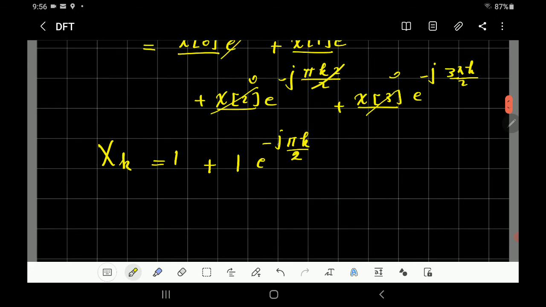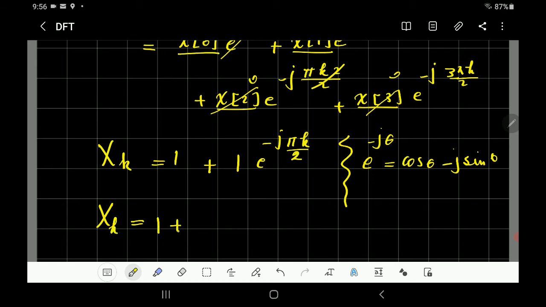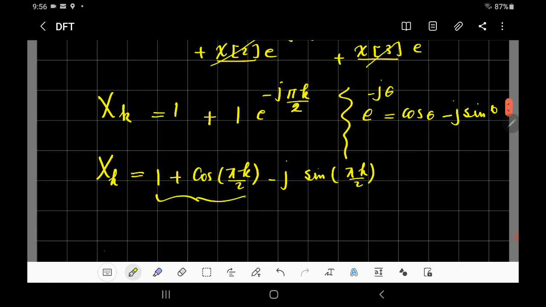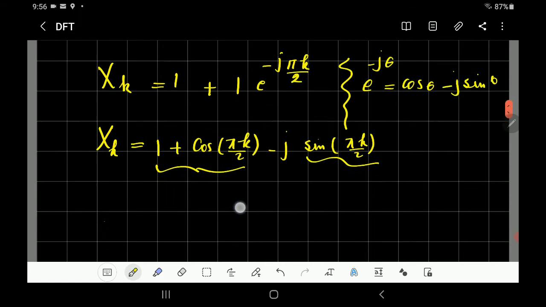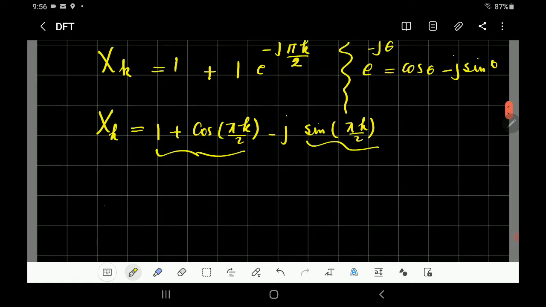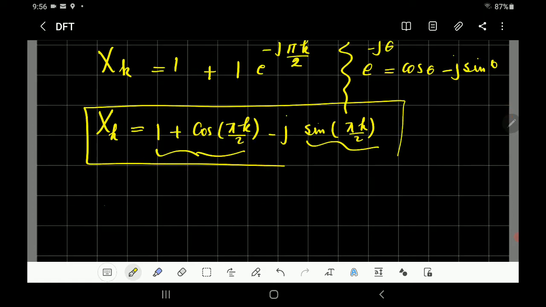What do you know about e to the power of minus j something? Yes, we know that from trig. e to the power minus j theta is equal to cosine theta minus j sine theta. Let's do it. So x of k is equal to 1 plus cosine pi k over 2 minus j sine pi k over 2. So you have 2 parts, real part and imaginary part. All right. Now you have the expression for x of k.